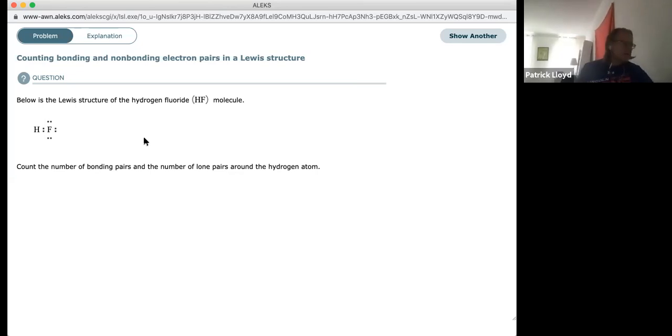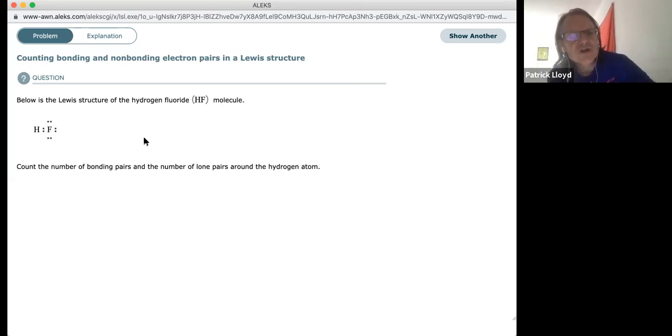Counting bonding and non-bonding electron pairs. So notice the electrons pair up. Why do they pair up? Spin up, spin down. These atomic orbitals or molecular orbitals have room for 2 electrons, so they tend to form pairs. Pairs are pretty stable in nature. It's a quantum mechanical phenomenon.